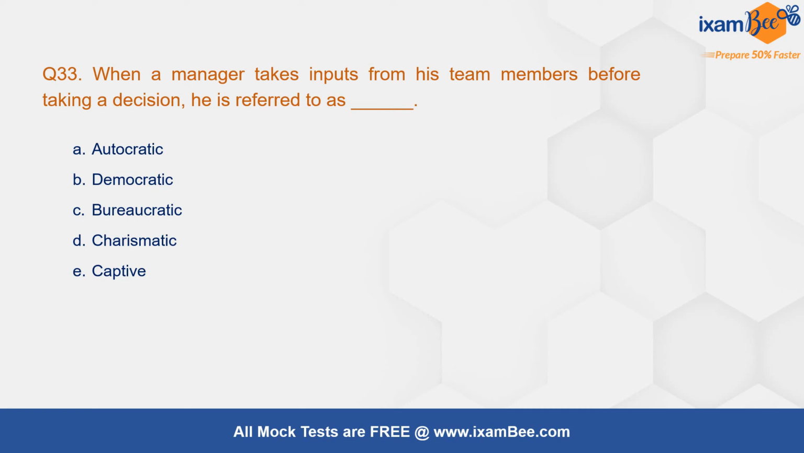Next question, question 33. When a manager takes inputs from his team members before taking a decision, he is referred to as which type of manager? Is he autocratic, democratic, bureaucratic, charismatic, or captive? The correct answer is democratic. He is also known as a participative leader or manager who is taking inputs from all his team members and involving them in the decision making process.